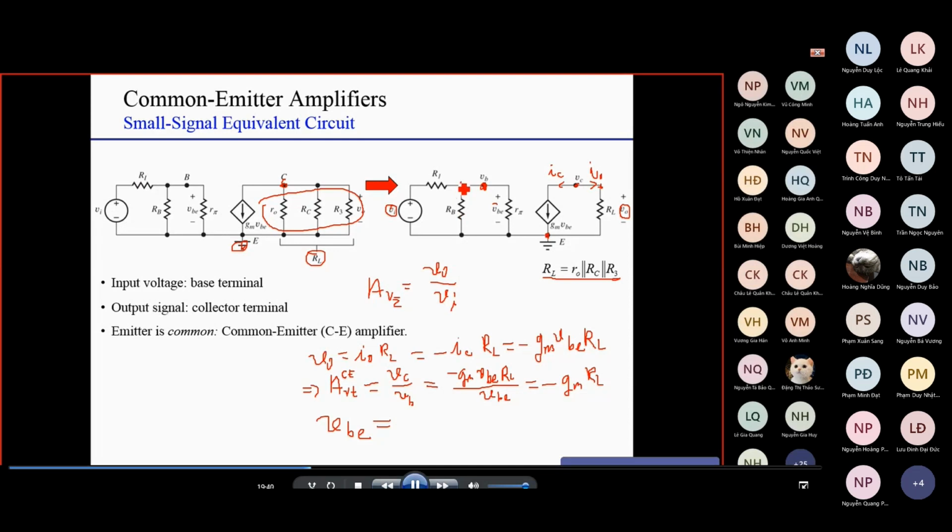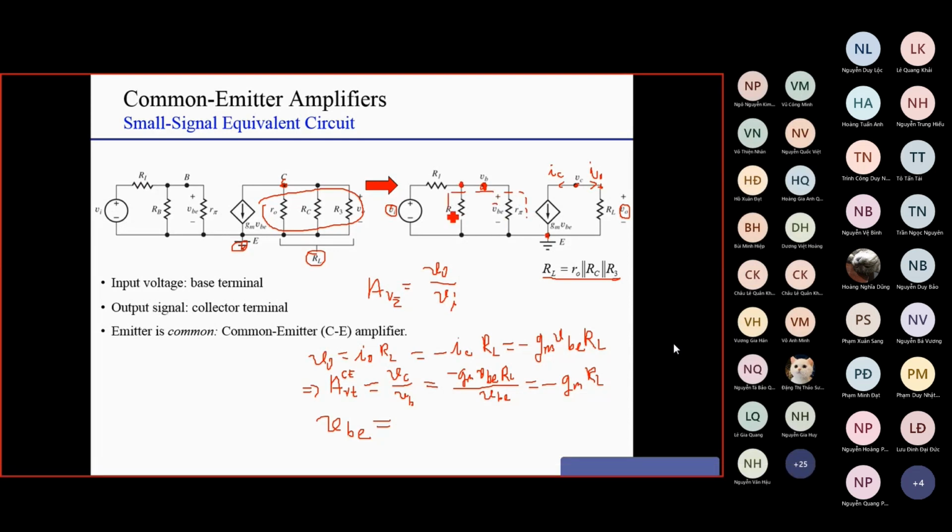add a resistor, so you can combine. This is in fact also the input resistance: R in is equal to RB in parallel with R pi. So you can see that VB is the voltage drop on this R in. You have one voltage source and two resistors in series, RI and R in. So VB, and VBE, is the voltage drop on R in.